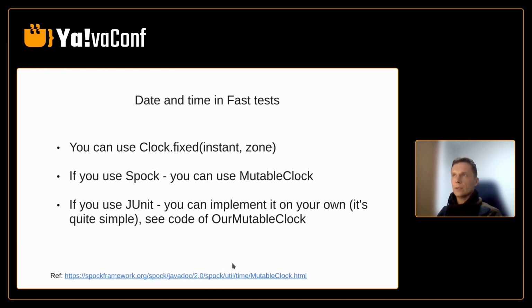If we would like to manipulate test date and time in unit tests, we can use clock fixed. And this is a very simple thing. Clock fixed gives you a clock, and this clock will always return exactly the same instant. This is very easy to use. But sometimes you would like to manipulate it and mutate the clock. Then you need an implementation of a clock that gives you that.